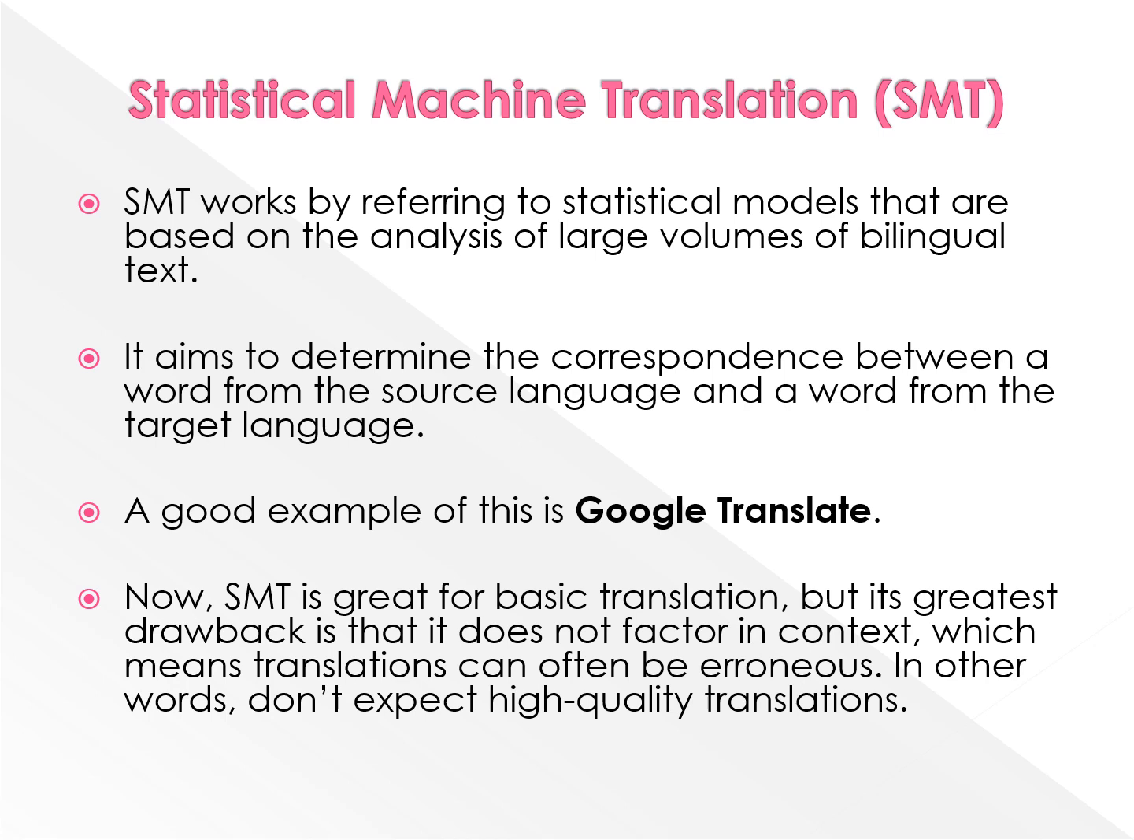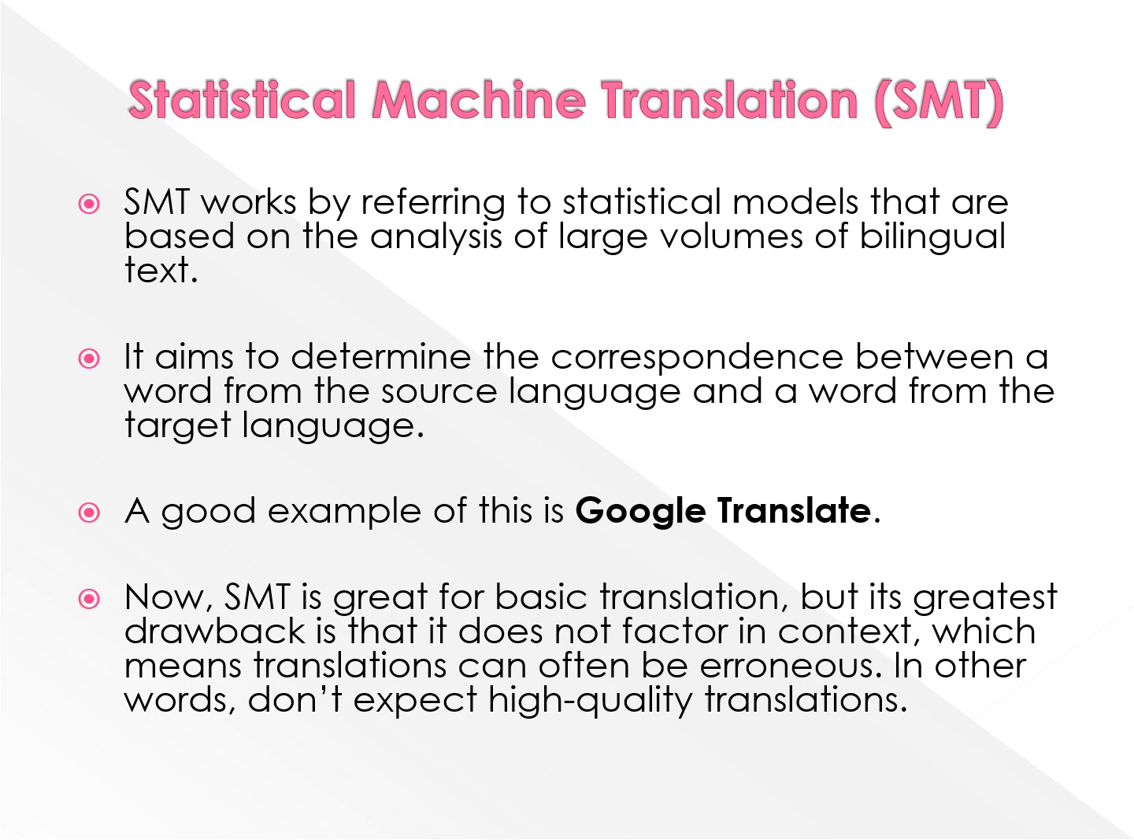The first type of machine translation is called statistical machine translation. So SMT works by referring to statistical models that are based on the analysis of large volumes of bilingual text. It aims to determine the correspondence between a word from the source language and a word from the target language. A good example of SMT is Google Translate.